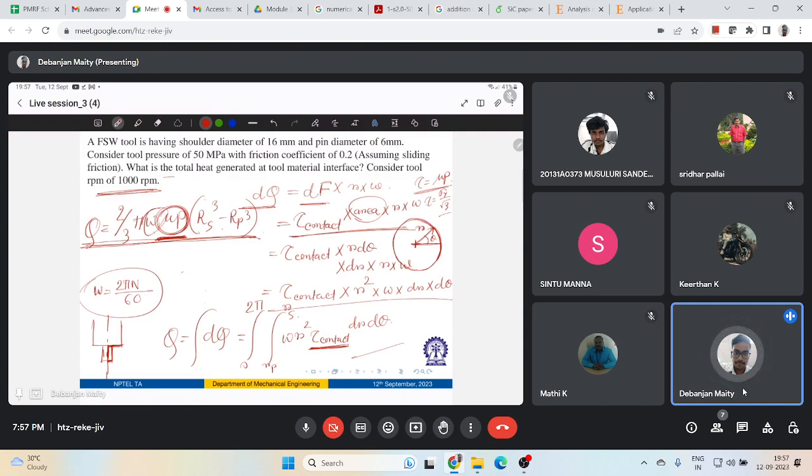When does this sticking and sliding friction happen? Sticking is basically when this is completely reaching the shear yield stress, and this is the highest value of that contact shear. So you need to consider tau as mu p, not sigma y by root 3. Okay, sir.